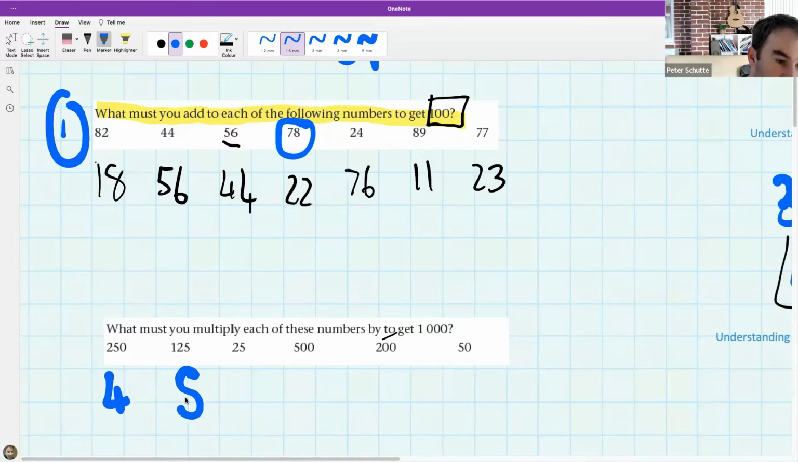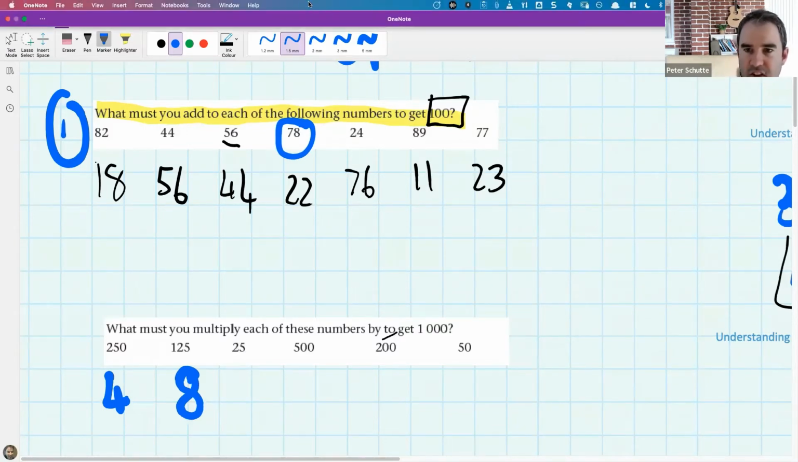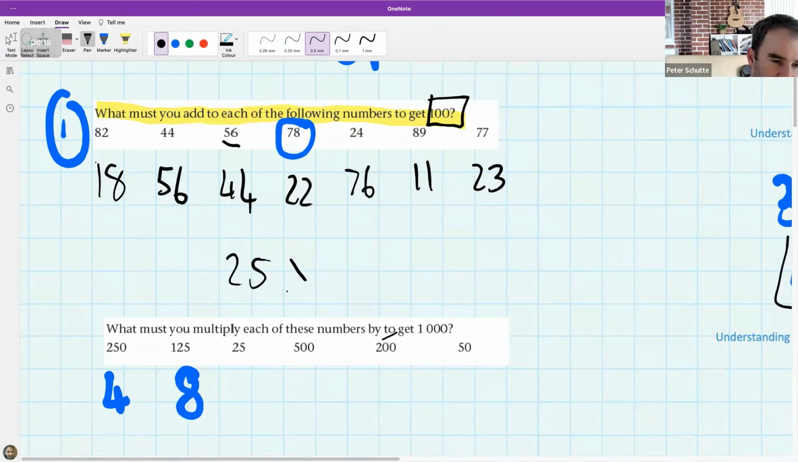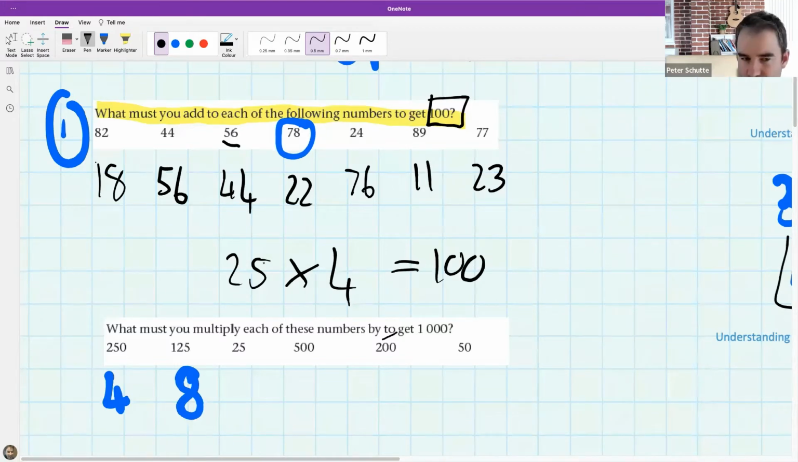So I'm just going to go through the next ones. The next one would be 8. And then I would love to see, what is your answer? What does 25 get multiplied by to get 1,000? Go to your chat now and put the answer in the chat. 25 times what gives me 1,000? I mean, if I was really stuck, I would probably go, well, 25 times 4 gives me 100. How can I use that to help me get to 1,000?